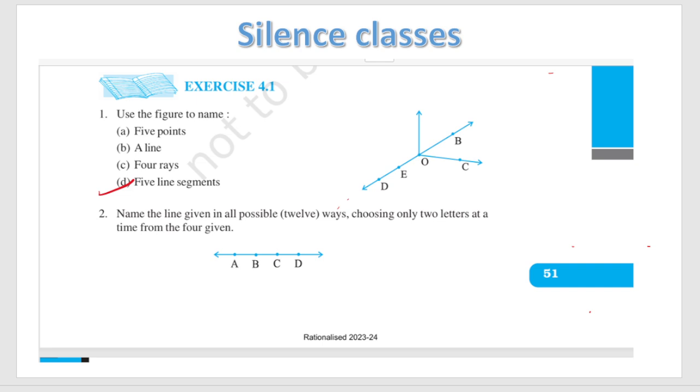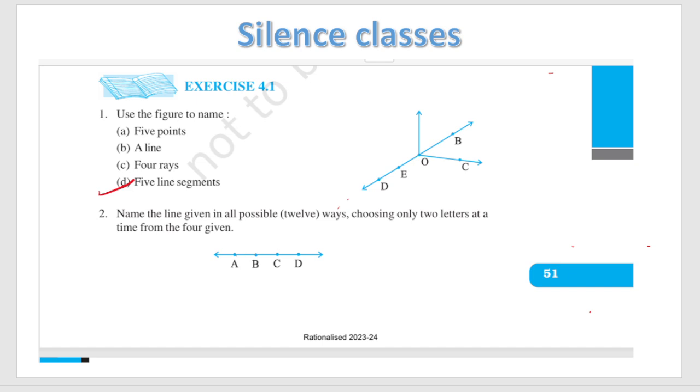Now what question number 2 is saying: name the lines given in all possible 12 ways. It means we have to find the lines in the possible 12 ways. Choose only 2 letters at a time, like we can choose A, B, B, C, C, D, from the 4 given points. 4 given means 1, 2, 3, 4 points are given.